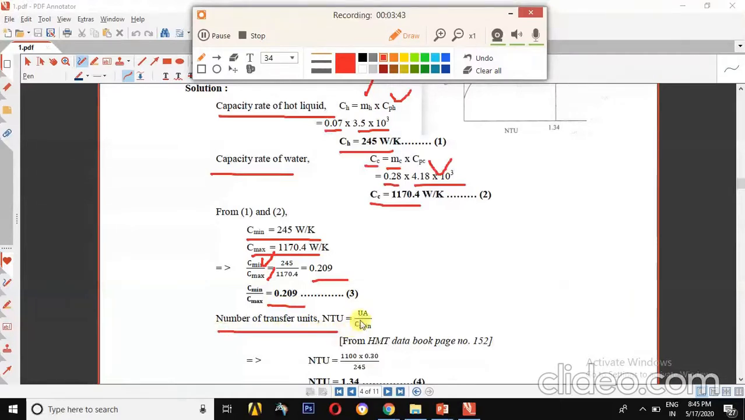Number of transfer units. Overall heat transfer coefficient is known to us, that is 1100 watt per meter square Kelvin. Area equal to 0.30. Already we calculated Cmin, 245 watt per Kelvin. Therefore, NTU equal to 1.34.